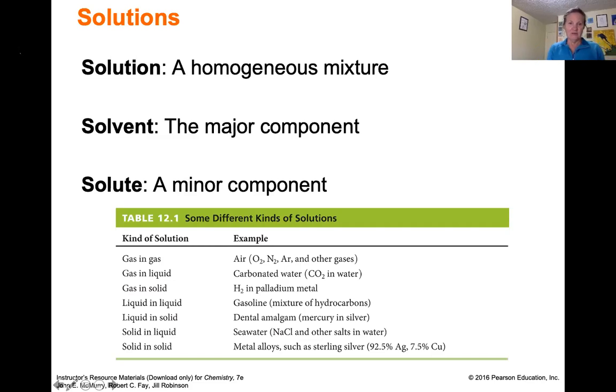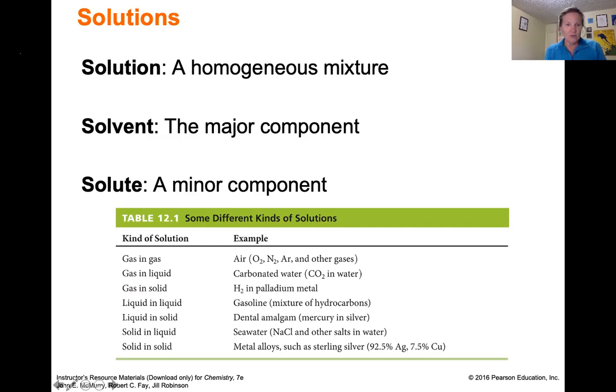This table, which is also in your text, just shows you some of the kinds of solutions you might be familiar with. Gas and gas, which is the air we breathe. There are lots of different gases in there. The solvent in that case would be nitrogen, and the others would all be solutes. So nitrogen is the primary component of air.